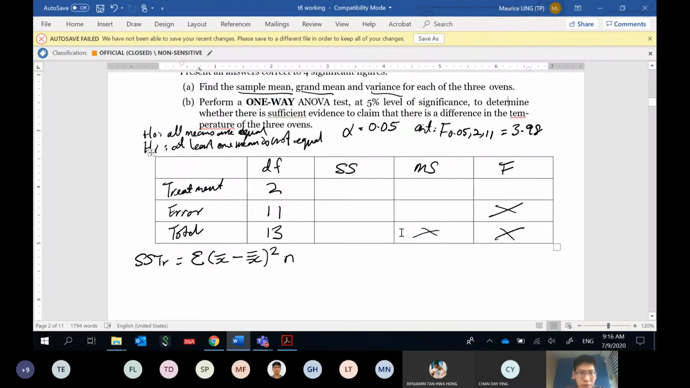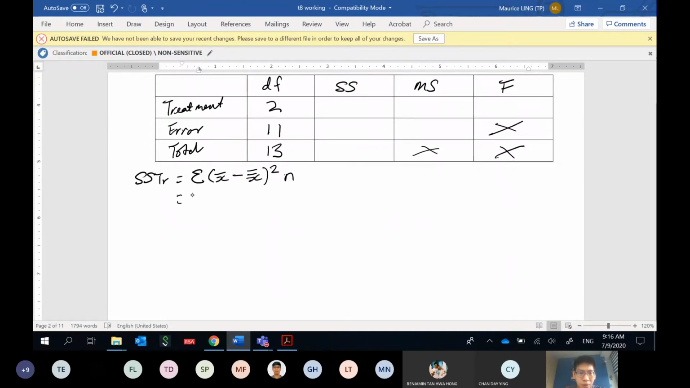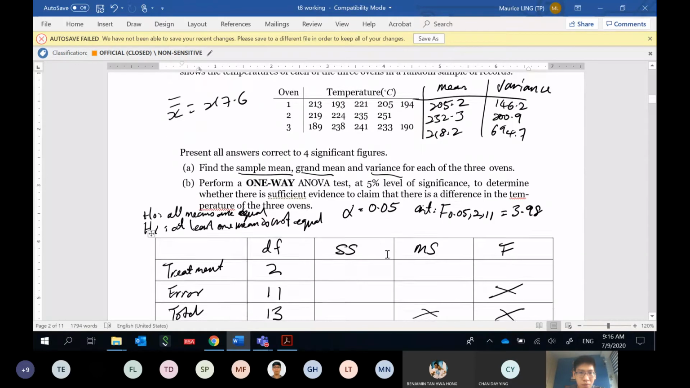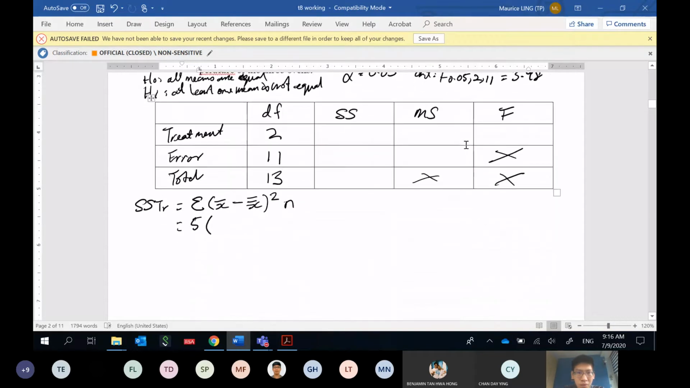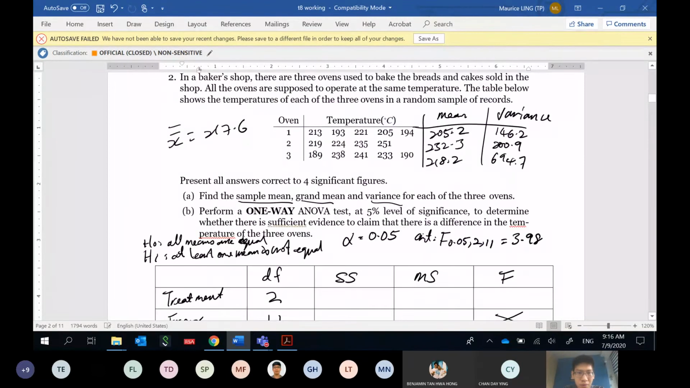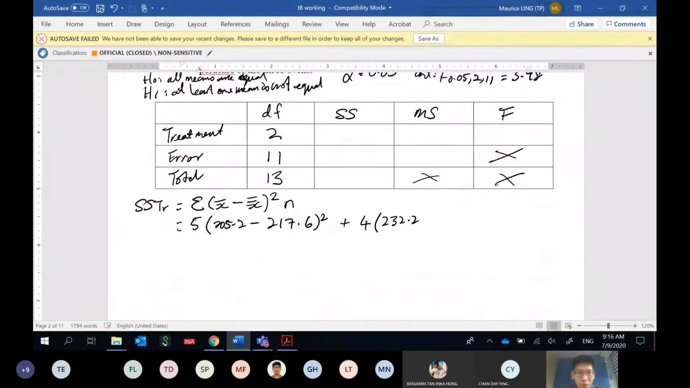So in this case, I expand it to three different terms. My first sample size is 5, let's say I do oven one first. The sample mean is 205.2, so 5 times 205.2 minus the grand mean, which is 217.6, squared. Then I do the second oven, which is 4 times 232.2 minus 217.6 squared, plus the next oven, which is 5, so what is my fifth oven? 218.2 minus 217.6. Okay, so this gives me a total of about 1635. So I put down 1635 here.